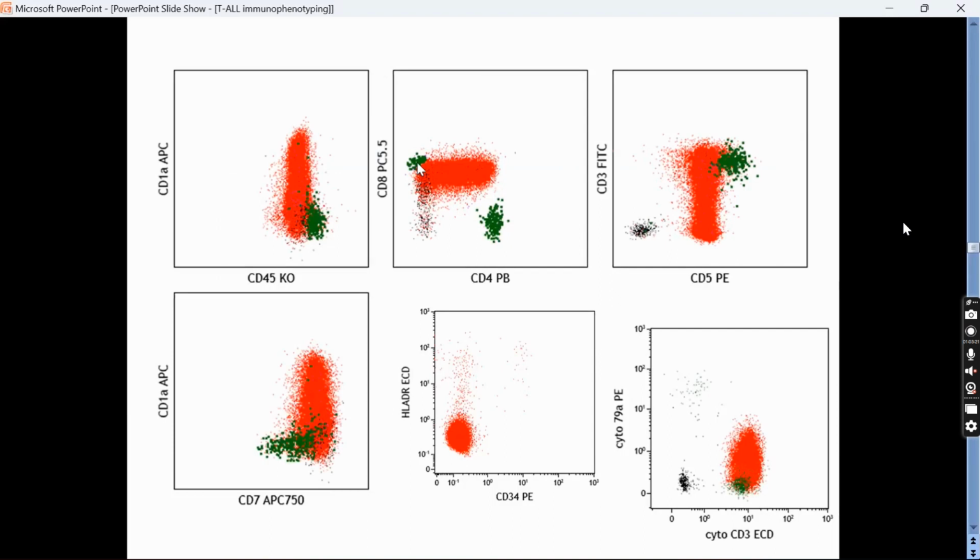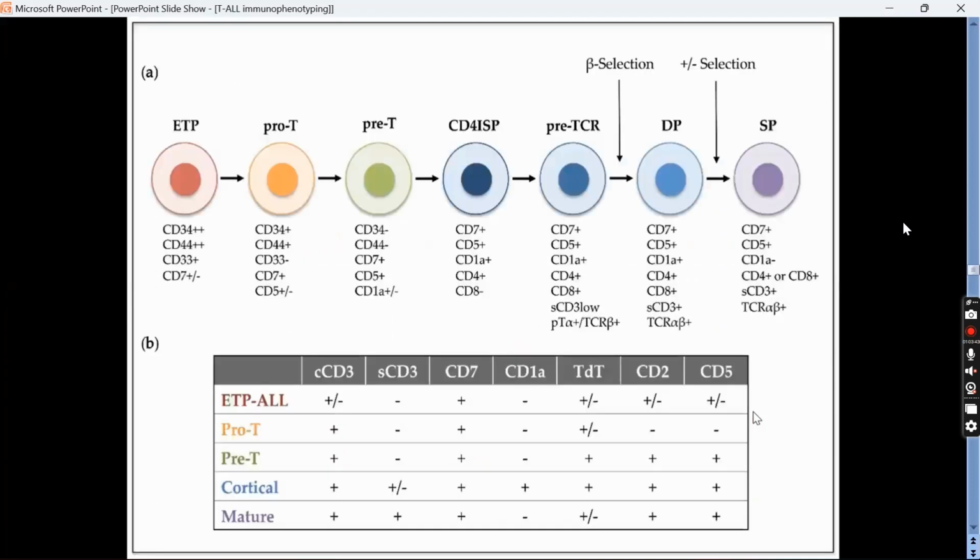Of course, the intensity is not up to the level of normal T cells, but still CD8 is dim positive, CD4 is variable positive. Surface CD3, as I said, is variable positive. So it is in the process of attaining CD3 positivity as it matures. CD7 is bright. Cytoplasmic CD3 is moderate to bright. Okay, so this is cortical T-ALL.